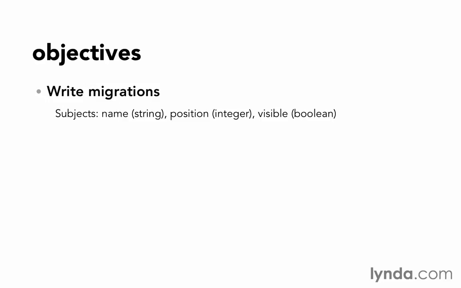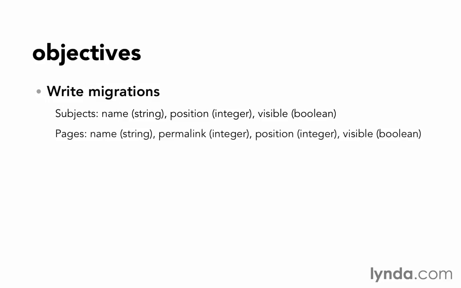Name will be the name that appears in the left navigation. Position is going to determine the order that those items should appear, and visible will let us turn the page on and off to show or hide it from the public. Then for the pages table, we'll use the same fields that we had before with the addition of permalink. Permalink will be used as a URL to refer to the page. Instead of referring to a page as ID number 5, we'll be able to give it a nice, readable, and search engine optimized URL instead.